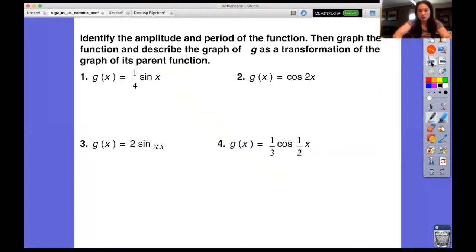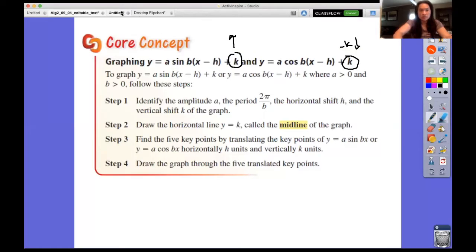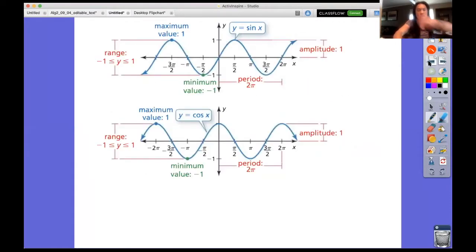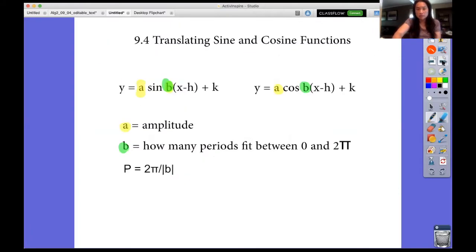Let's take a look at what we've done before. Different teachers have different ways of explaining it. If you watch Mr. Mitchell's videos, he talks about these being mountains and these being valleys, and the midline being sea level here for the x. That's how he refers to it. I like to talk about the maximum, the minimum, and the midline right here, which is halfway in between the maximum and the minimum. So, going back to the core concept.